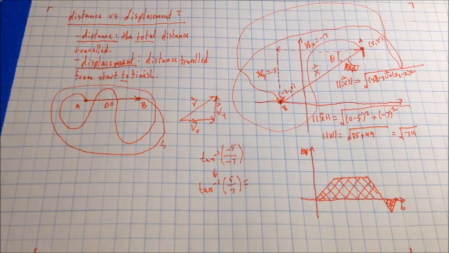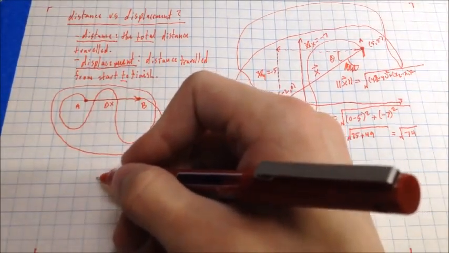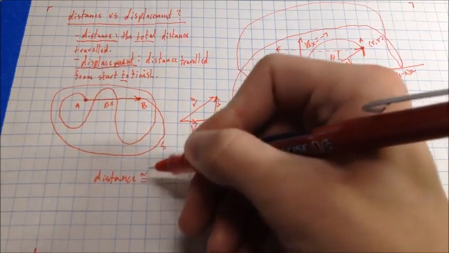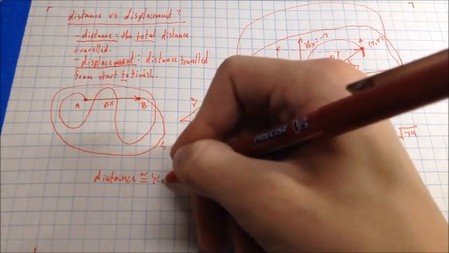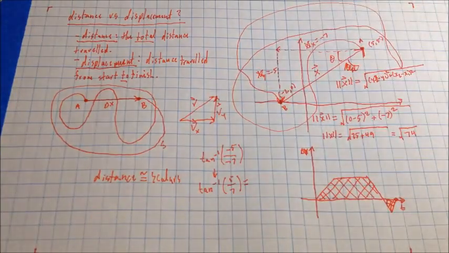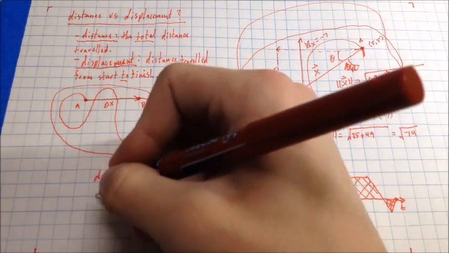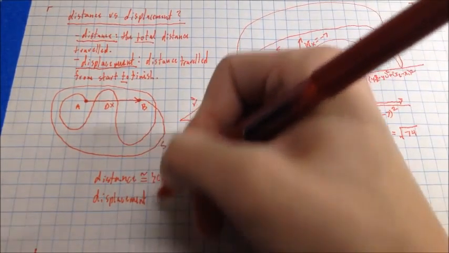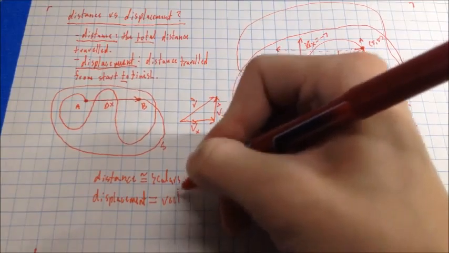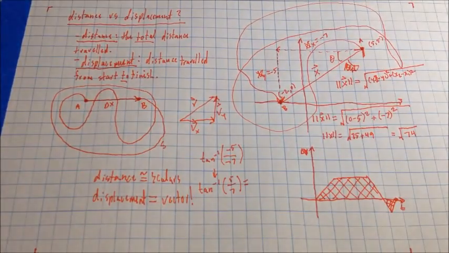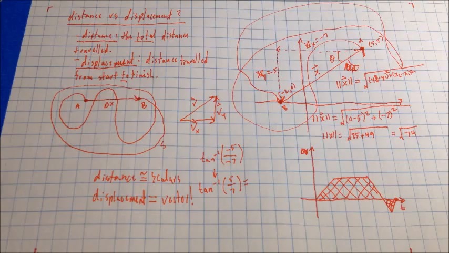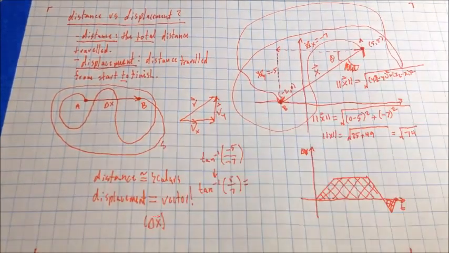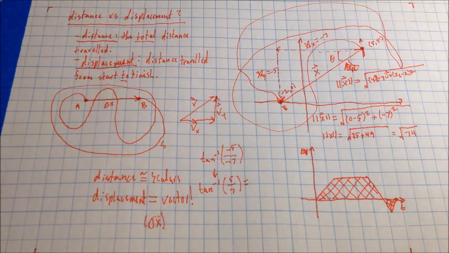As a final summary, I wanted to say that distance, you could say that it is actually congruent to scalars, since it doesn't necessarily utilize direction. And also, displacement is always a vector. Never forget that displacement is a vector, and it is always represented by delta x. That is displacement.